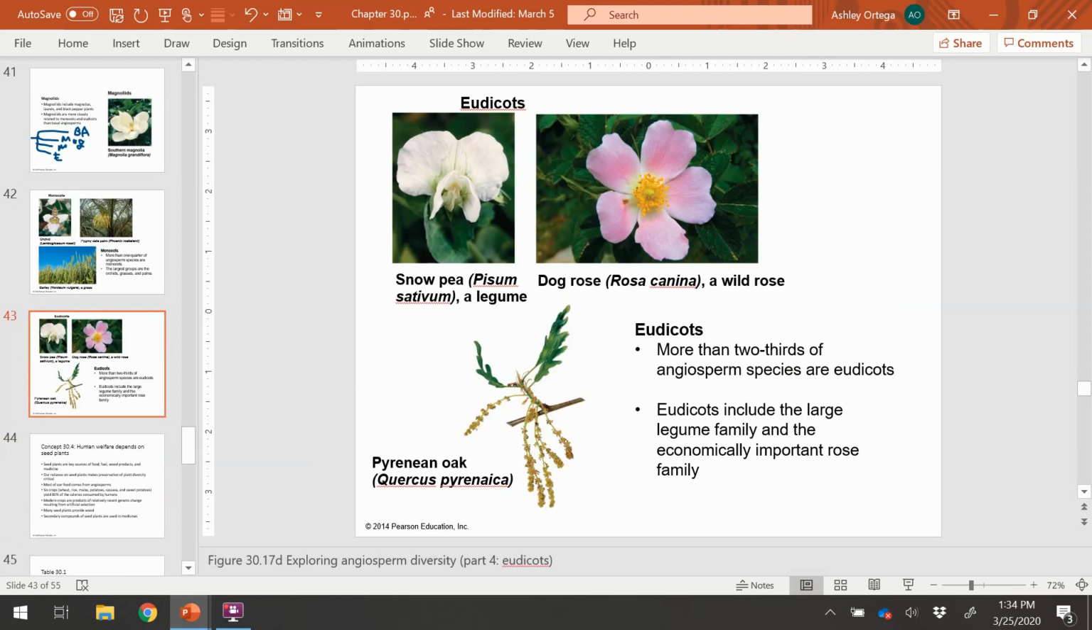And then the eudicots, we have more than 2/3 of the angiosperms are eudicot. So if you had to pick the biggest group, it would be the eudicots. And we have the snow pea and dog rose examples shown here, along with the Pyrenean oak. But there are very, very many examples.